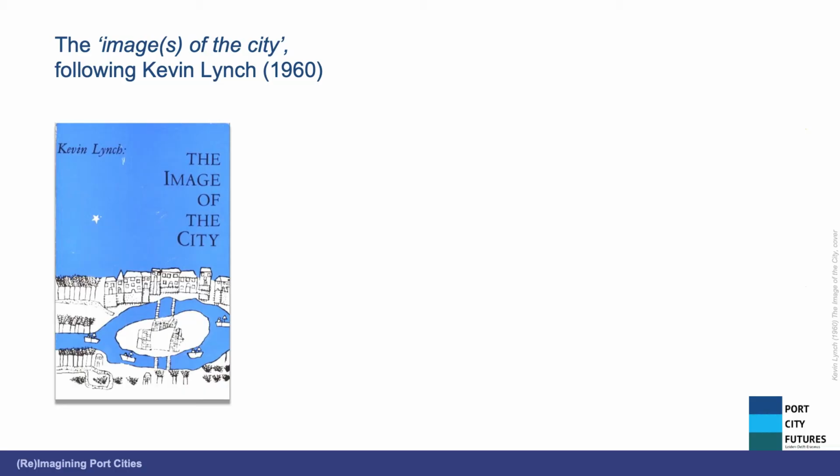Such recurring elements form a shared image of the city, the image of the city, as the American urban planner Kevin Lynch called this in 1960. I would like to emphasize that there's not necessarily one image of the city. In fact, different groups in society may have their own specific shared images. For example, dock workers may remember different elements than office workers.